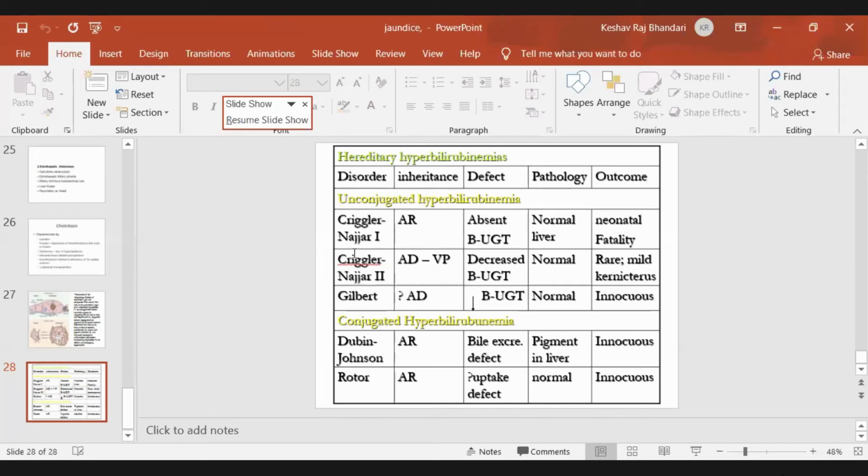So what are these three conditions? They are autosomal, dominant and recessive. Crigler-Najjar 1 is autosomal recessive, and Crigler-Najjar 2 is autosomal dominant with varying penetrance. And Gilbert is autosomal dominant. Now, what is the defect? These are autosomal diseases, dominant or recessive. Then there is absence of the transferase enzyme, which causes conjugation of bilirubin with glucuronic acid.